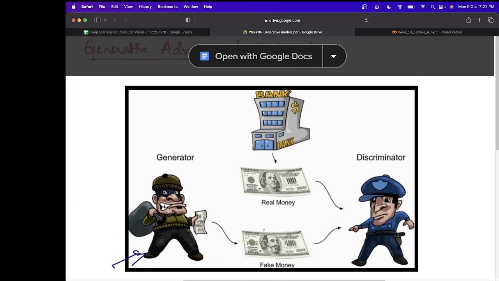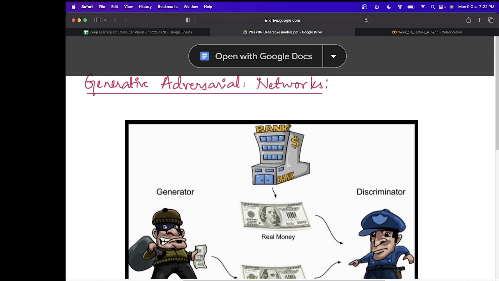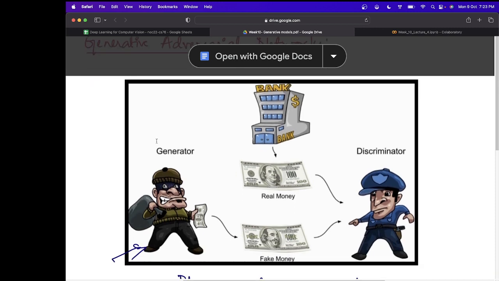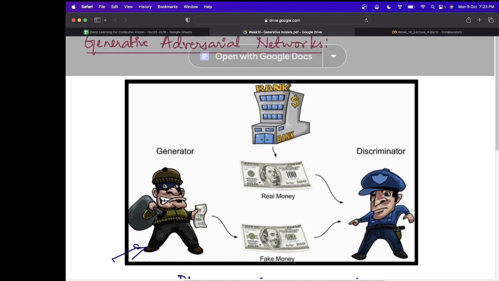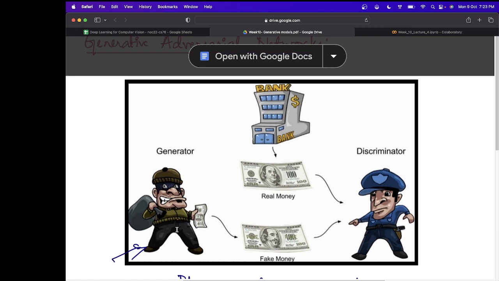The term adversarial basically refers to a min-max game that goes on between two adversaries or two opponents, right? Remember it this way: suppose there's a bank that is able to generate real currency notes. And now there's a counterfeit fraud, which is the generator, like a thief, trying to generate fake currency notes, right?